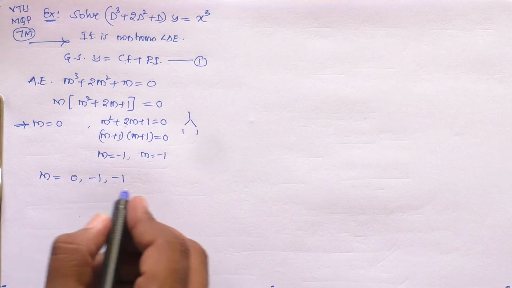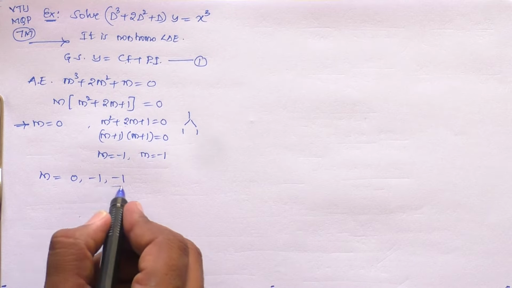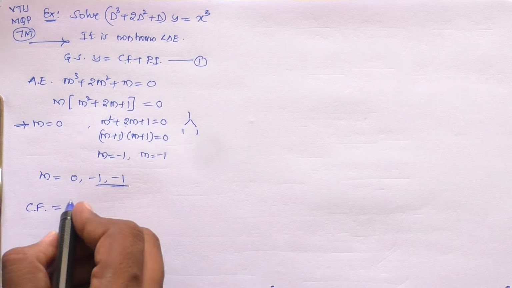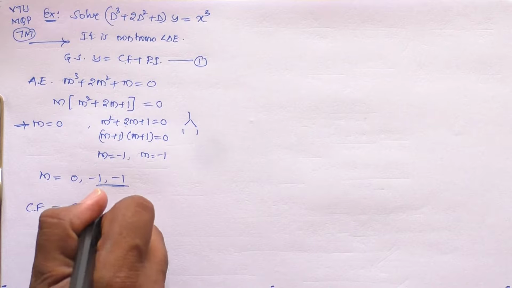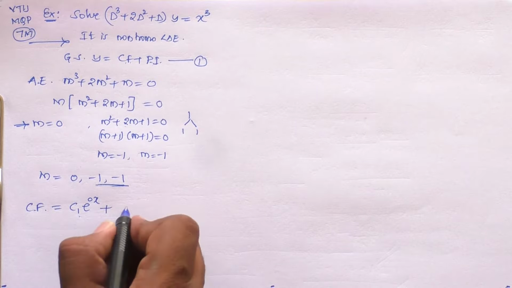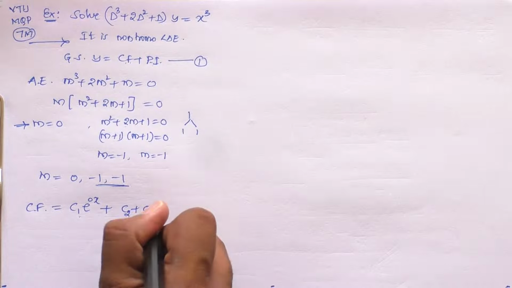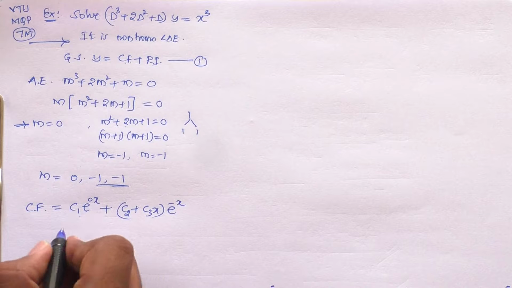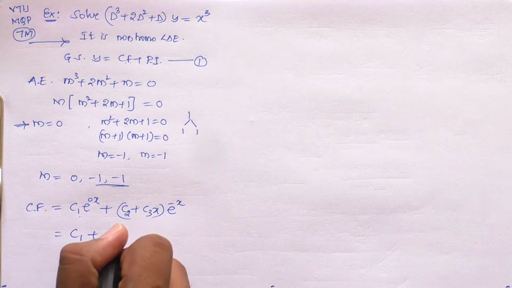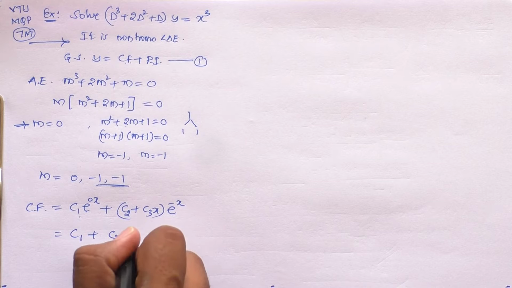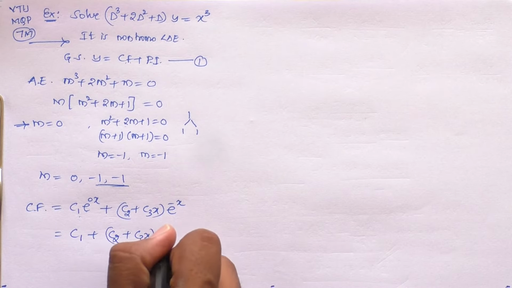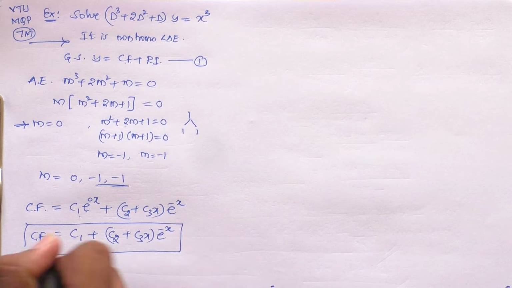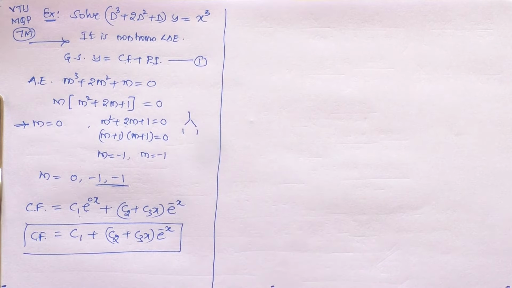Now if you look at the values, 0 is different and there are 2 equal roots. So CF can be written as C1 e raised to 0x plus, for the 2 equal roots, (C2 plus C3x) e raised to minus x. Here e raised to 0 is 1, so it can be written as (C1 plus C2 plus C3x) into e raised to minus x. So this is CF, which is half of the solution. Let us find out PI.